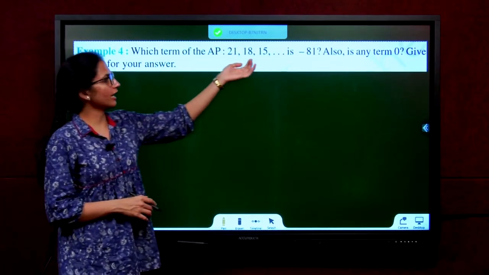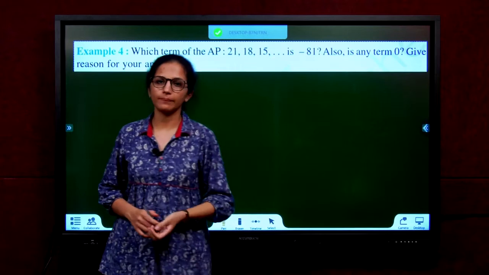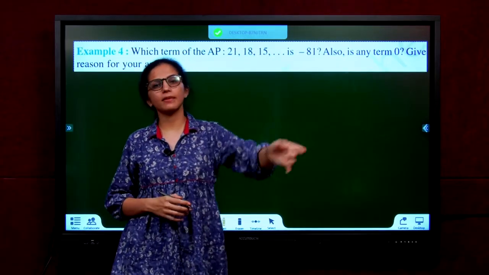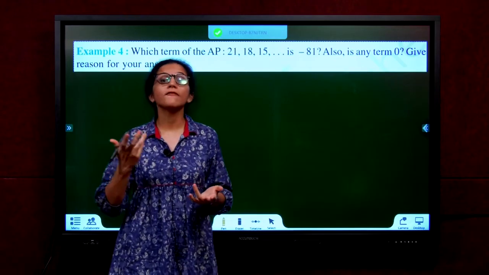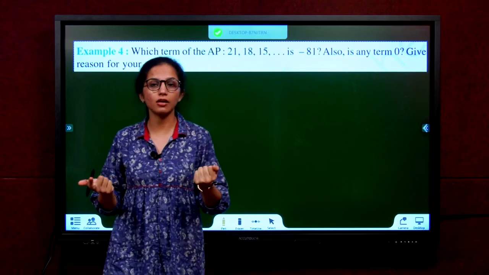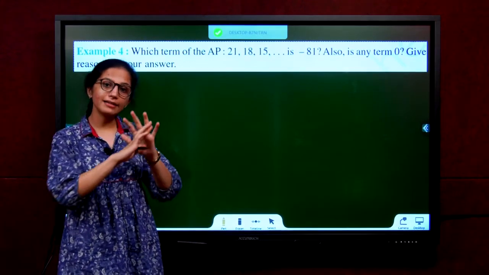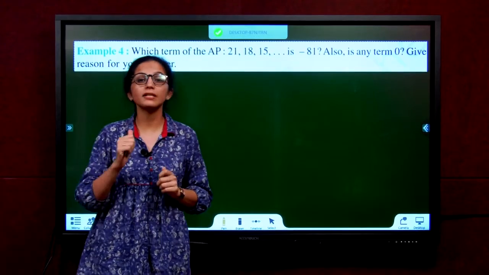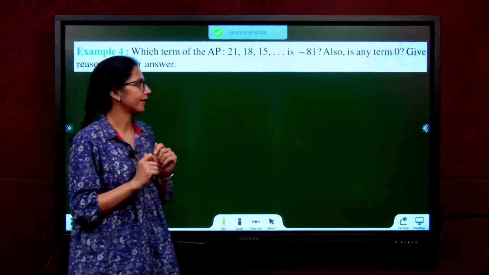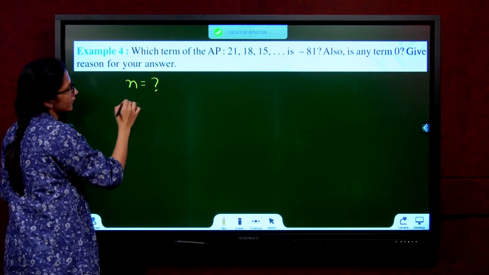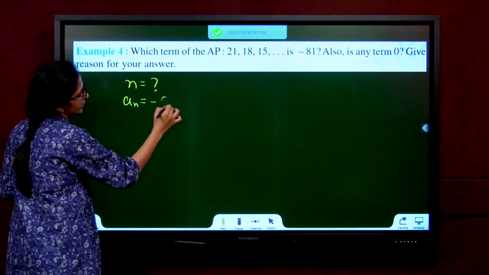Example 4. Which term of the AP is minus 81? Usually they tell nth term, they tell you the number. 7th term of the AP is this. So here they are asking you, which term is it? Is it the first term, 2nd term, 10th term, 15th term? Which term? That means minus 81 is there somewhere in your AP, but we don't know which. You find out which. That means what is that which? n. So, n they have not given, but they have given an, minus 81.